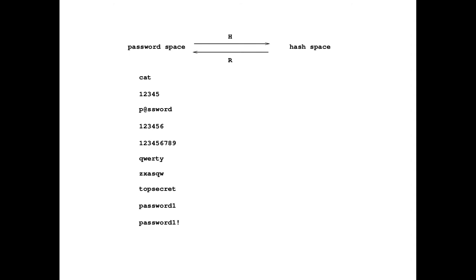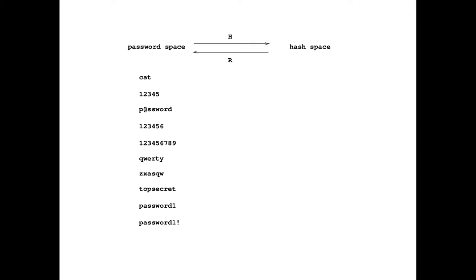So let's look at this visually to really understand and make it clear what's happening. We have password space and we have hash space. In the password space, we can hash passwords, get some value in hash space. From hash space, we have a reverse function, R, that goes somewhere back to a password. The idea is, let's list all the passwords. So this would be a longer list than these. These are just the top passwords, I suppose.